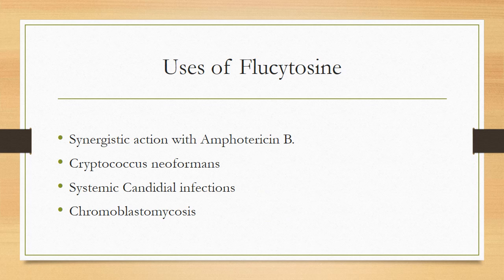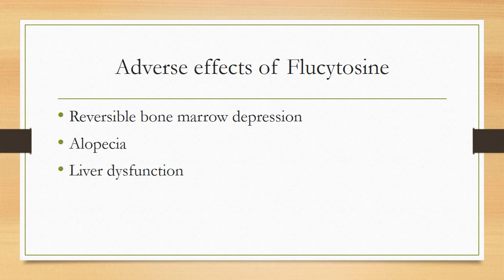Uses of flucytosine: synergistic action with amphotericin B, Cryptococcus neoformans, systemic candidal infection, and chromoblastomycosis. Adverse effects seen with the use of flucytosine are reversible bone marrow depression, alopecia, which is loss of hair, and liver dysfunction.